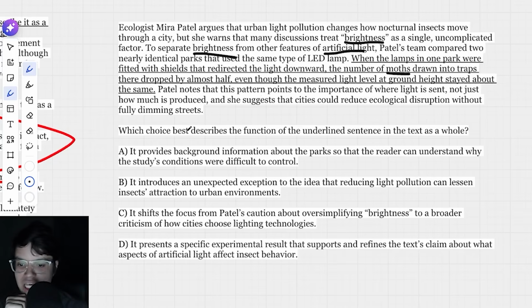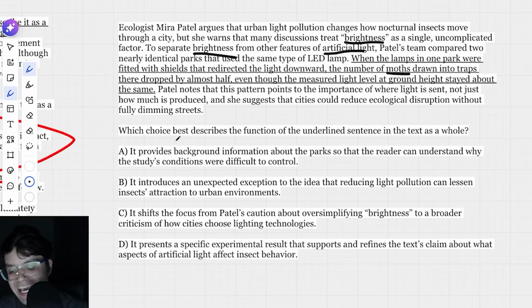For my prediction, the function of the underlined sentence, the sentence is talking here about the experiment. So I guess basically the function of the underlined sentence is it provides information about what the experiment showed. So what actually happened in it. So the moths, this is what they found by doing the experiment.